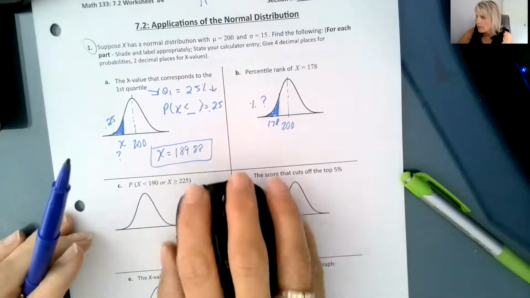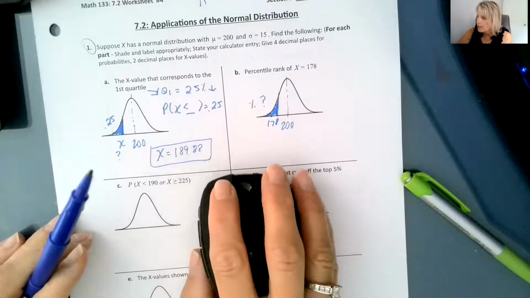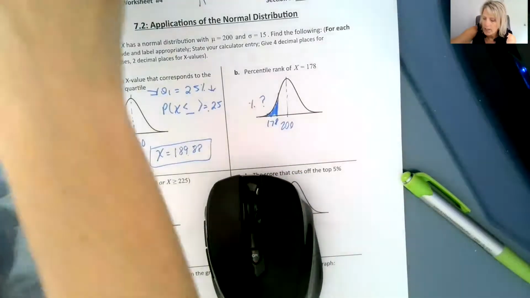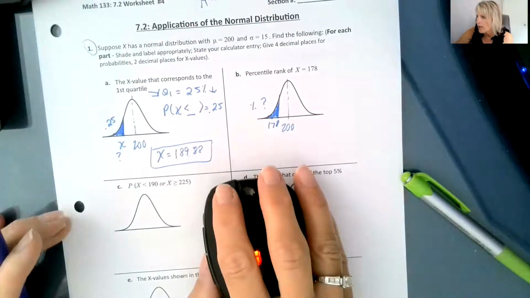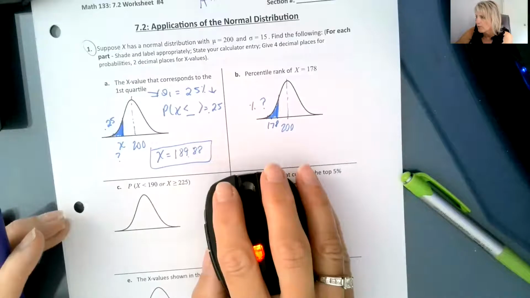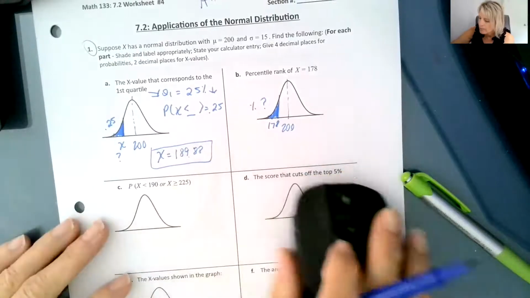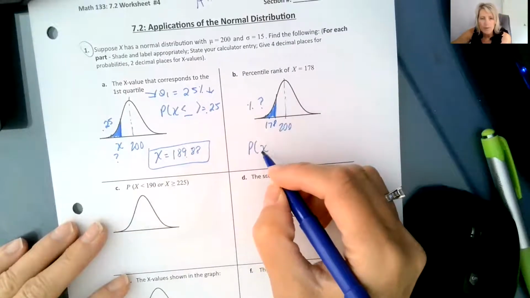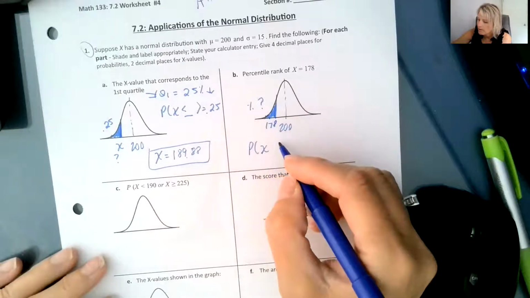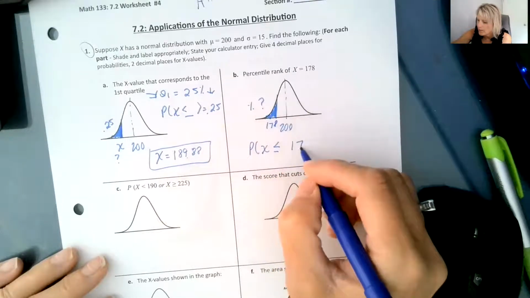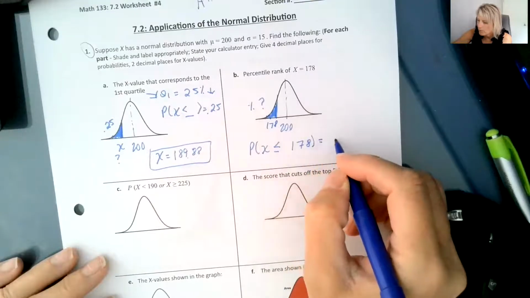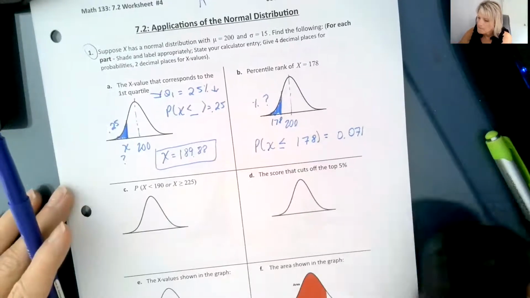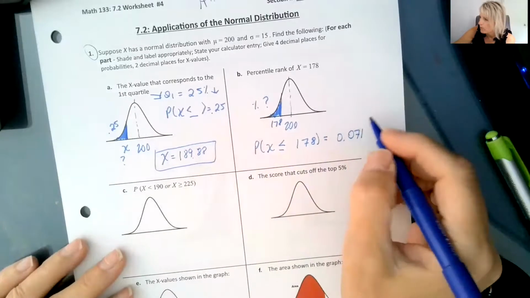So in our normal calculator, you're just going to go back there and leave it at less than or equal to, and this time you're going to put in the X value of 178 and hit compute. We already have the 200 as the mean and the standard deviation of 15. So this is what this looks like on the paper. You should write probability of X is less than or equal to 178 is equal to 0.0712 we'll go with.